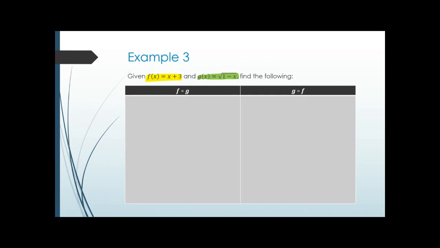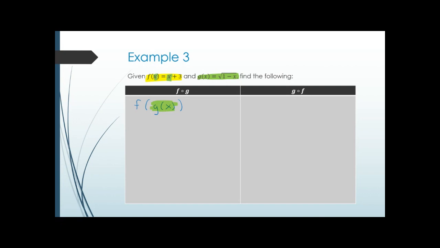So f compose g. This means I have f of x and I'm replacing it with g of x. So g of x is getting replaced in f of x. So everywhere, instead of f of x, everywhere I would see x, I am now replacing it with g of x.